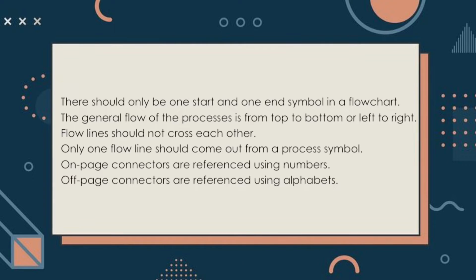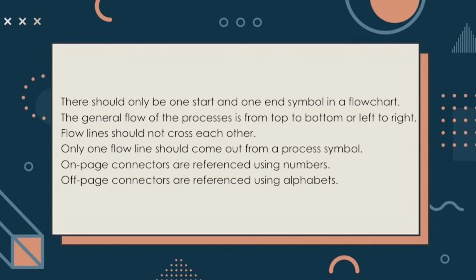When creating a flowchart, take care of the following guidelines. There should only be one start and one end symbol in a flowchart. The general flow of the processes is from top to bottom or left to right. Flow lines should not cross each other.